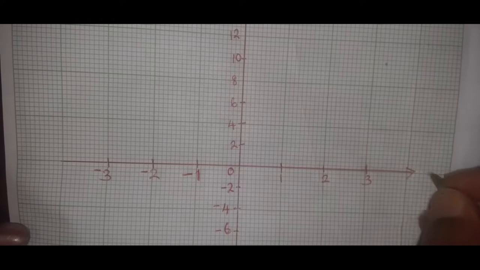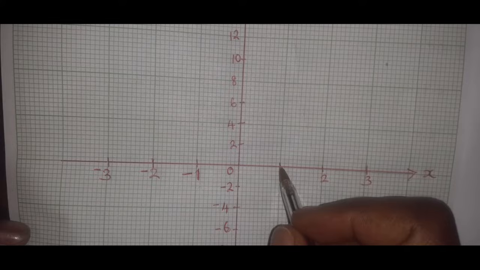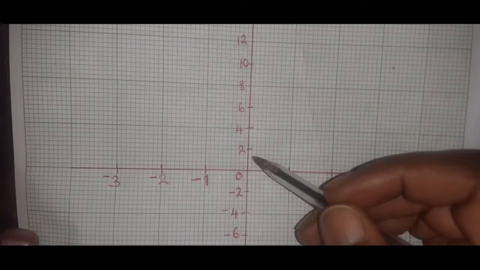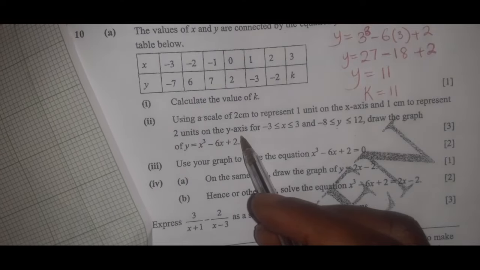This is what we are supposed to do. The x-axis, 2 centimeters to represent 1 unit. The y-axis, 1 centimeter to represent 2 units. That's what the question says, isn't it?